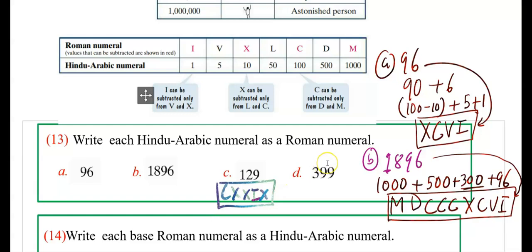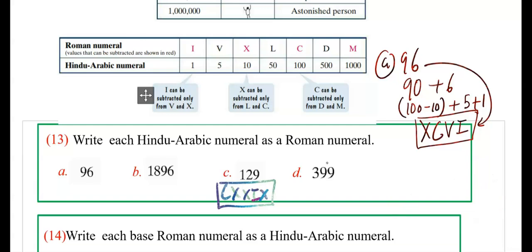For D, let me just do the D here. Let's erase this one. For D, you have 399. Okay, obviously 399, you can write 300 first. 300 plus 99, you can go 90 plus 9. Notice that we know how to write 90, right? Then we know how to write 9, I guess. 9 basically comes from 10 minus 1, correct? Therefore, you have the value of all Hindu-Arabic numerals here as Roman.